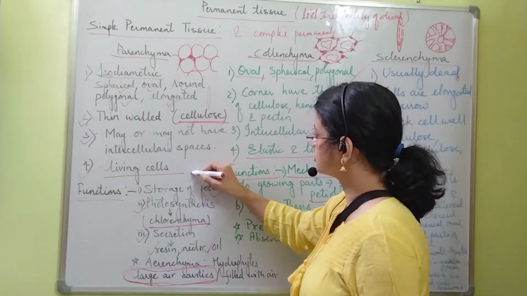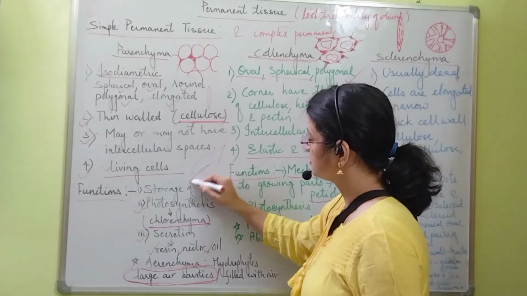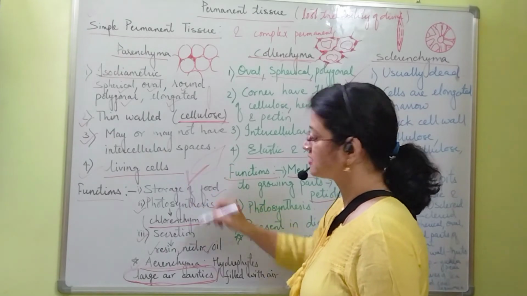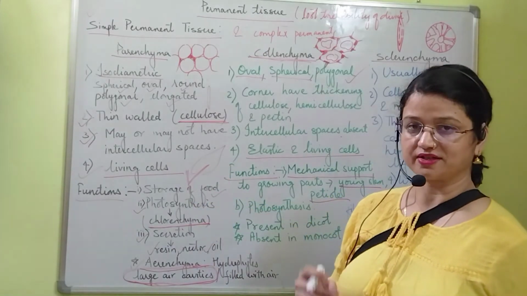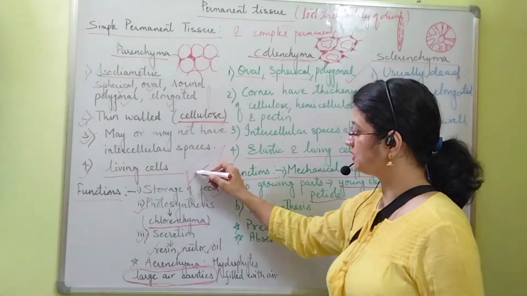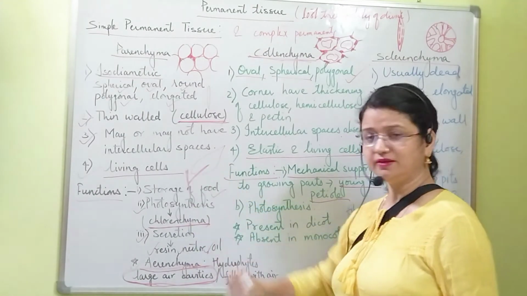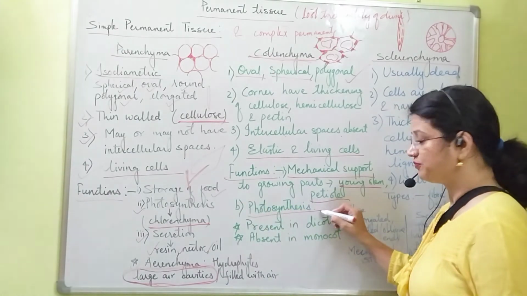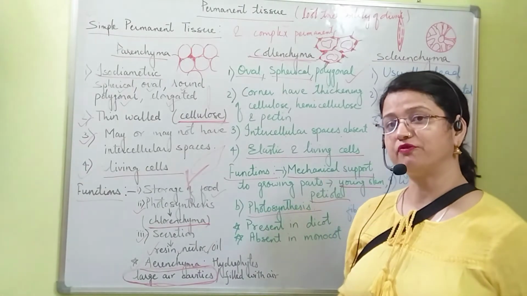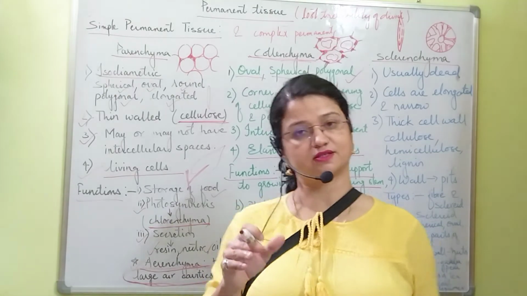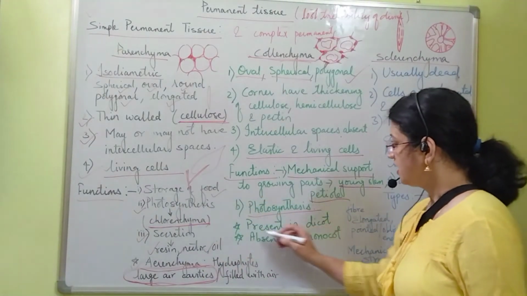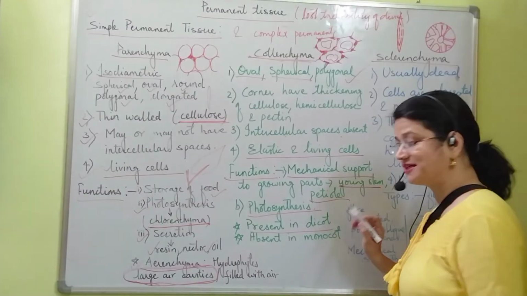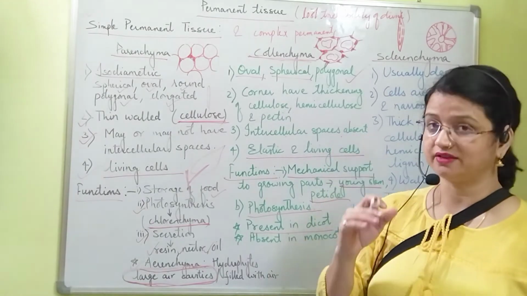If you see the structure of a leaf, this structure which is attached to the branch is known as the petiole. So it is the connection between the lamina and the branch. Next, they can perform photosynthesis. They will perform photosynthesis when they possess the chloroplast. They are present in dicotyledonous plants. In dicot plants they are present.